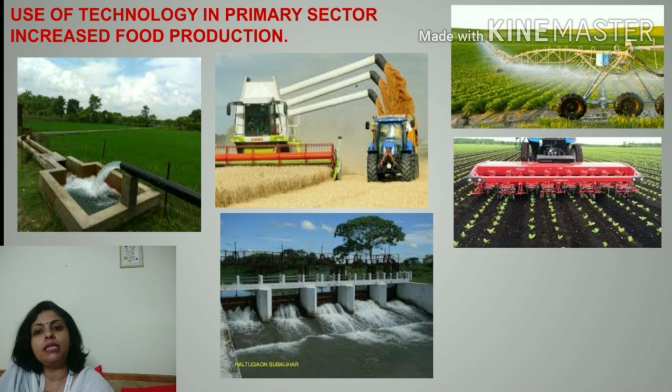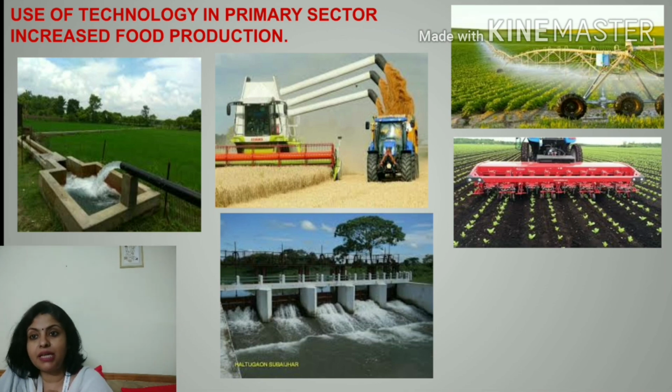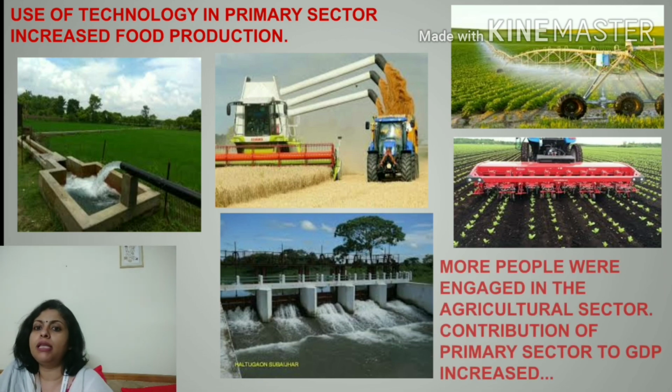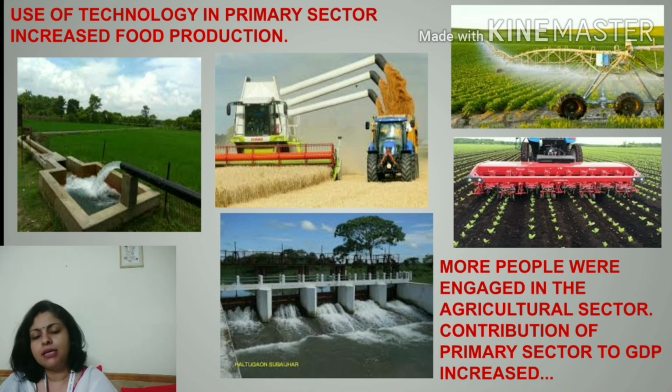So when we started using technology in the primary sector, like in India, during the Green Revolution, we started using hybrid seeds, all modern farming machinery, electricity, dams. All these are basically technology. We started using it in the primary sector. Why did we use it? To make sure that food production increases. So when we used all this, what happened? The primary sector evolved. It became bigger. More people were engaged in it. More people were employed in the agricultural sector. So obviously the contribution of the primary sector to the GDP, that is the total production of the country, will increase.